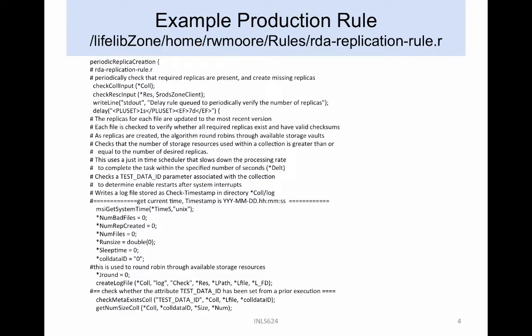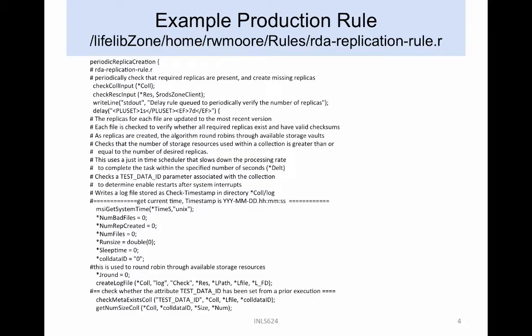The rule uses 4 input parameters. Star call is the collection that will be processed. Star delt is the number of seconds in the future when the rule should complete. Star num replicas is the required number of replicas, and star res is the storage resource where the log file will be written. The rule uses multiple policy functions to check input, create the log file, manipulate metadata, select a storage resource, and create replicas.